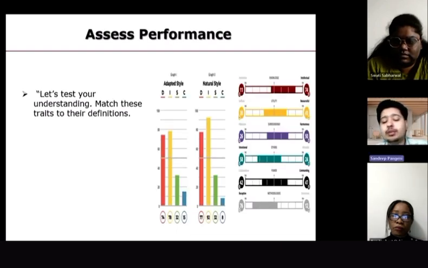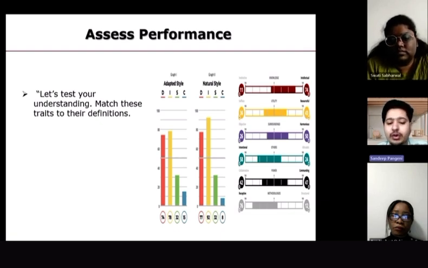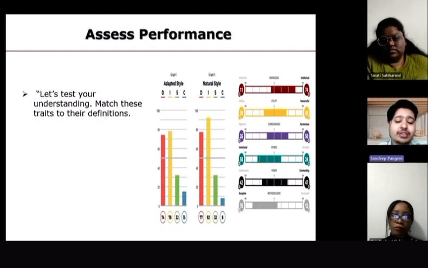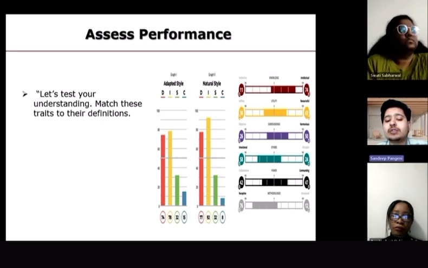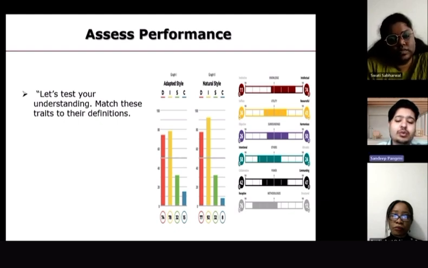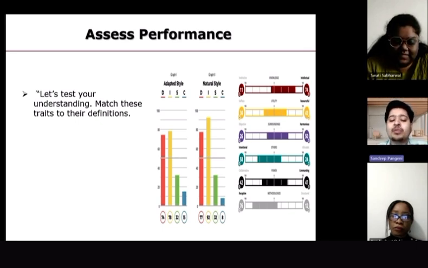So next we move to assessing performance. This part helps us evaluate whether participants truly understand the Indigo Dramatics framework. We included simple activities like matching traits to their definitions, for example, asking what a driver or a collaborator looks like in a team setting. These short quizzes give us a clear picture of who had a grasp of the concept and who might need a little more support. It also gave the participants a chance to test their own understanding, and helped them feel more confident using the tool.